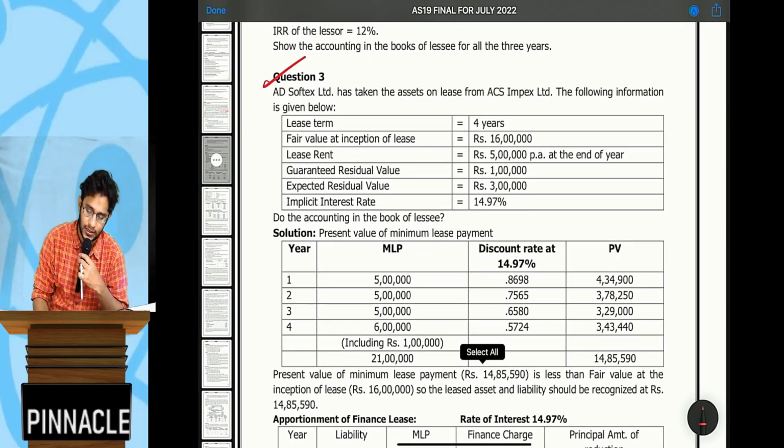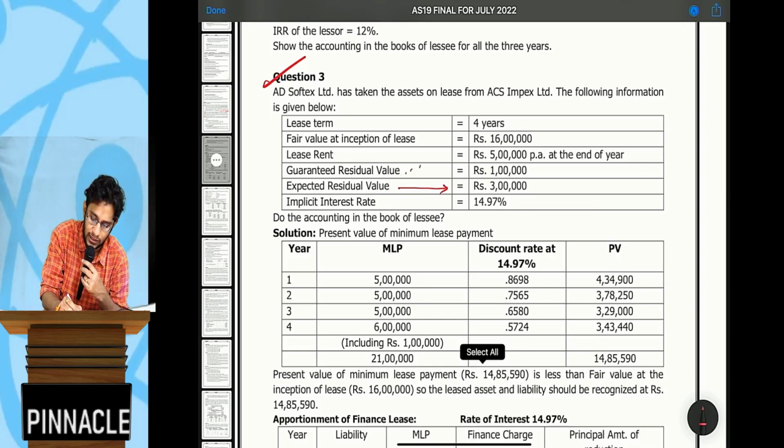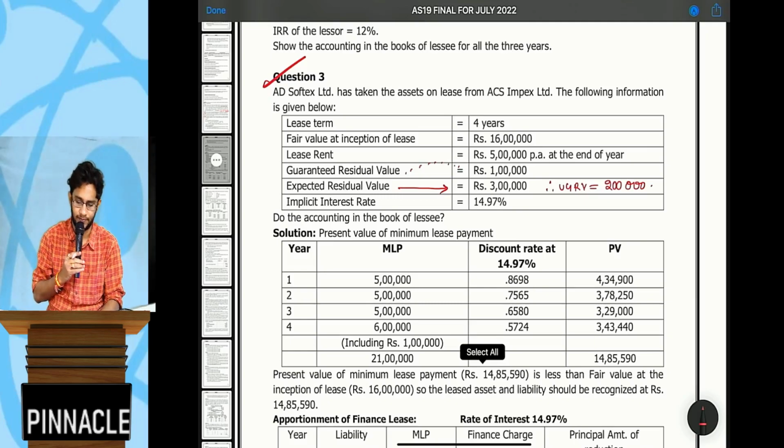AD Softex Limited has taken assets on lease from ACS Impex Limited. The following information is given. Lease term given, fair value today 16 lakhs, lease rent is 5 lakhs per annum, GRV is 1 lakh, expected residual value is 3 lakhs. Look at this language: expected residual value of 3 lakhs, but guarantee is given only for 1 lakh, which means UGRV is equal to 2 lakhs. IRR is given as 14.97%. Do the accounting in the books of lessee.